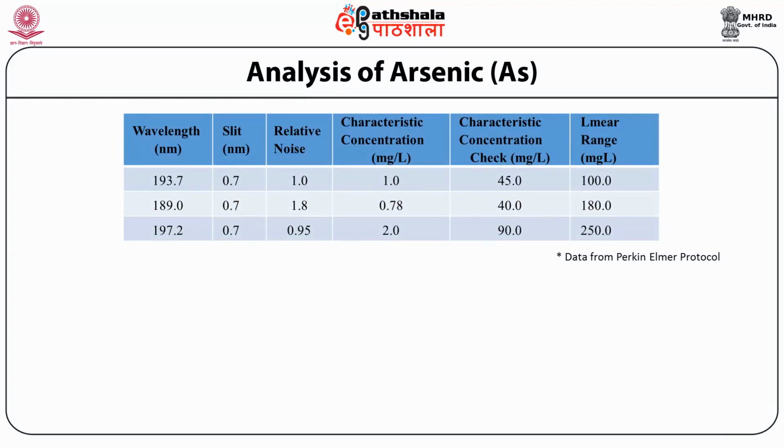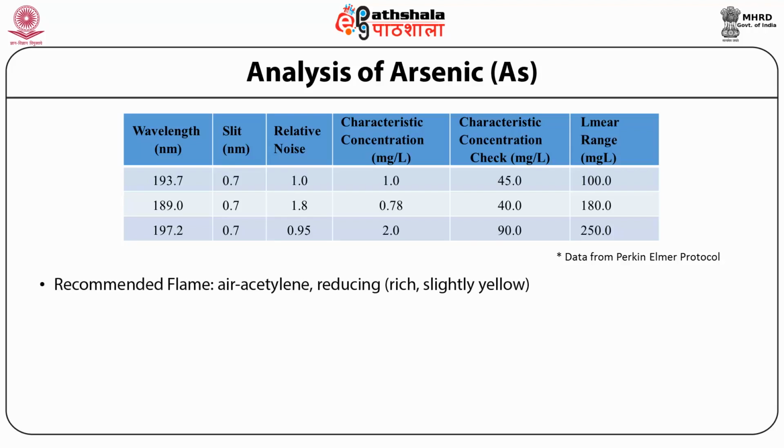Analysis of arsenic. The analysis of arsenic in the environment is a very important aspect since arsenic is very toxic in nature. This slide shows you the standard atomic absorption conditions for arsenic. It can be determined at 3 wavelengths, 193.7, 189.0, 197.2 nanometers, with a slit of 0.7 nanometers and relative noise of 0.95 to 1.8. The characteristic concentration ranges from 0.78 to 2 milligrams per liter and characteristic concentration check from 40 to 90 milligram per liter. The linear range is 100 to 250 milligram per liter.